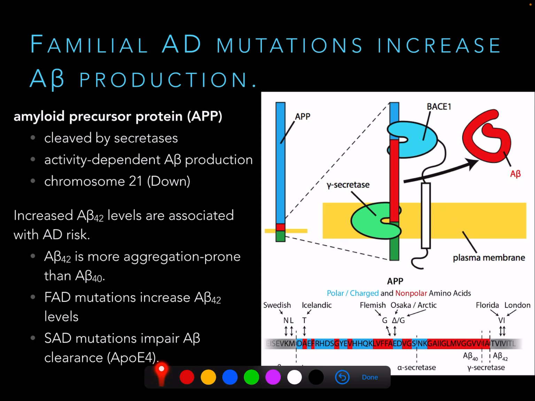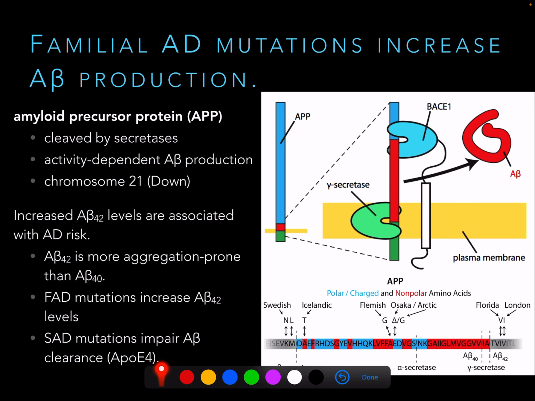Now, the familial Alzheimer's cases, although they're rare, are quite informative about how the disease progresses. Familial cases of Alzheimer's disease all involve some increase in the production of A beta, and in particular, A beta 42. All right, so A beta is made from this protein called the amyloid precursor protein. So here's a cell membrane, and here's a protein sticking through it. That's the amyloid precursor protein.